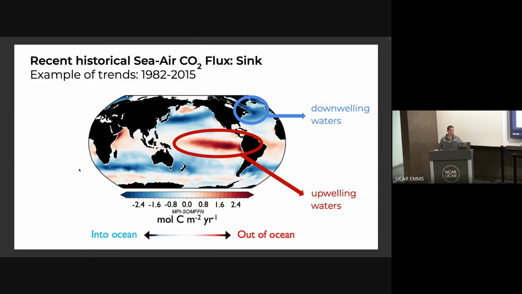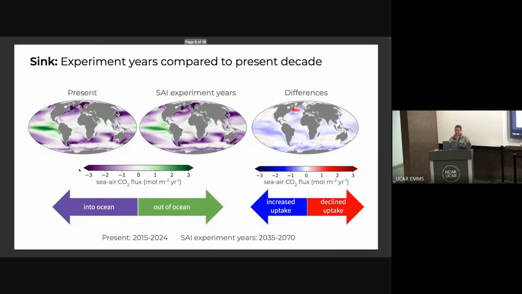In recent history, air-to-sea CO2 flux trends look something like this. CO2 is not absorbed the same everywhere. Here, the mid-latitudes are blue, representing carbon going into the ocean, whereas areas of red, like the eastern equatorial Pacific, show carbon going out of the ocean. So this is kind of a baseline of recent trends that I use as we look at SAI simulations into the future. And so I'm going to show you some preliminary plots of the future.